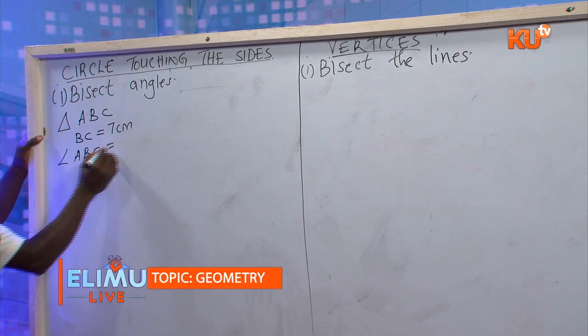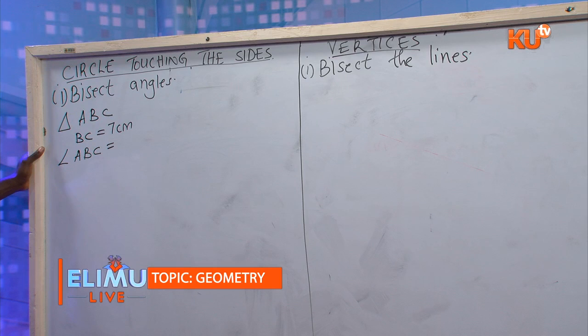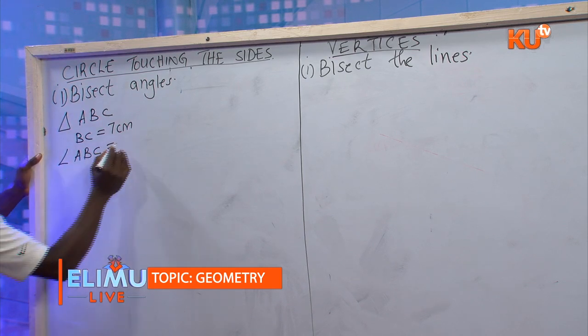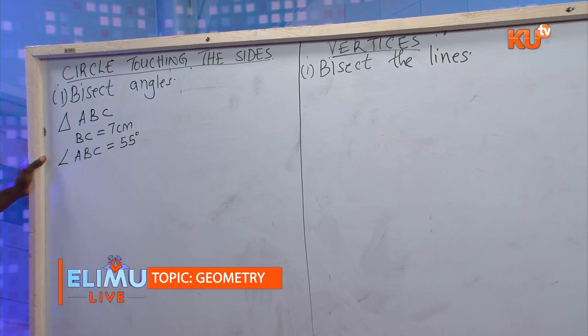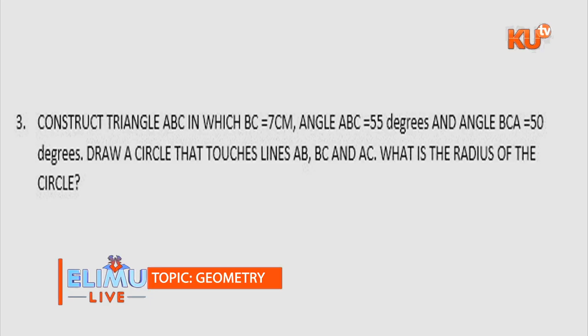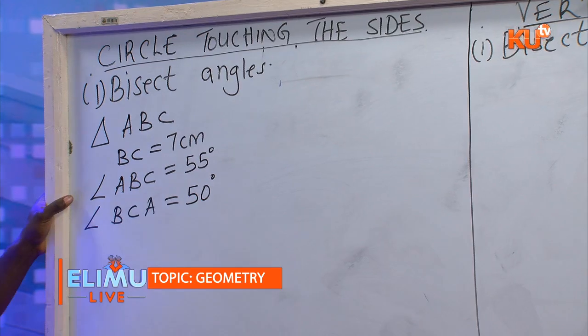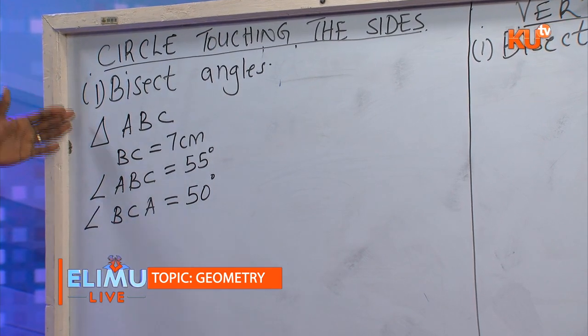Angle ABC is equal to 55 degrees, and angle BCA is equal to 50 degrees. This is the information that is going to guide us.